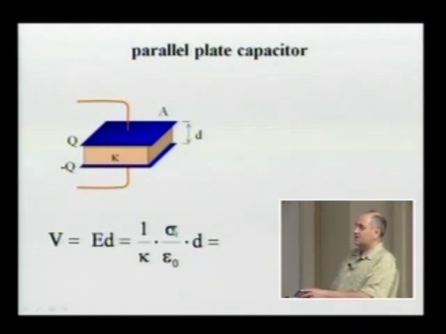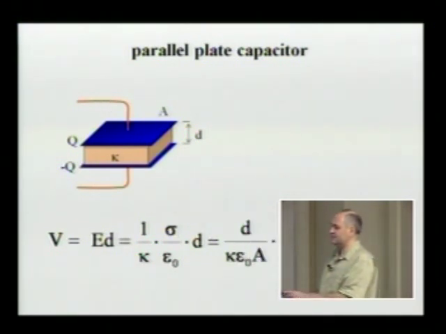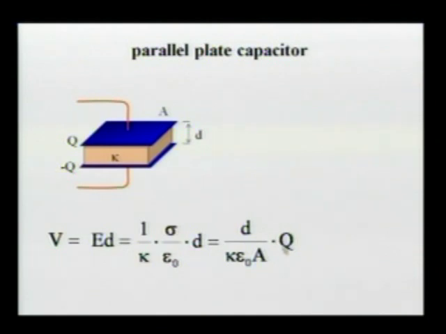Now, surface charge density, on the other hand, is related to the area and the charge. So instead of having surface charge density, I can write down that it is charge on that top plate divided by the area. Where should I go next?